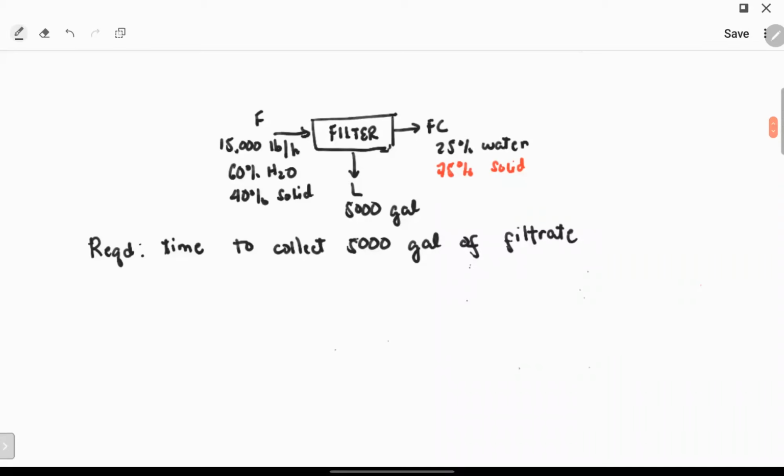So again, we will start with the basis. Okay, so what will be a good basis for this calculation? So given ka naman ng mass flow rate, which is naka-pounds per hour siya. So it's probably good to have a basis of maybe 1 hour, no? 1 hour operation.